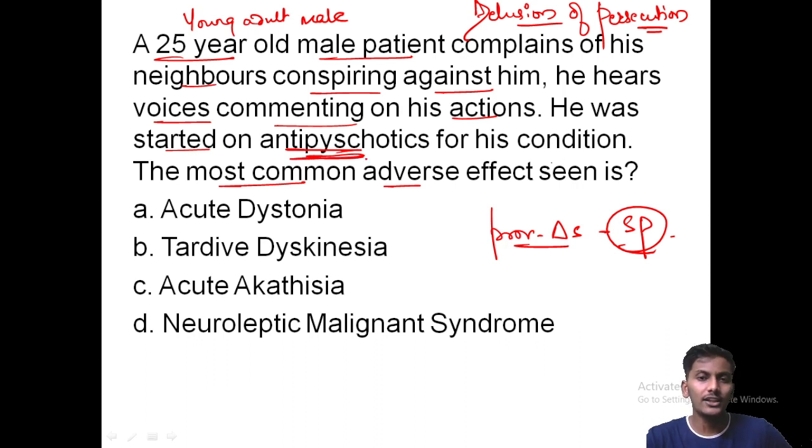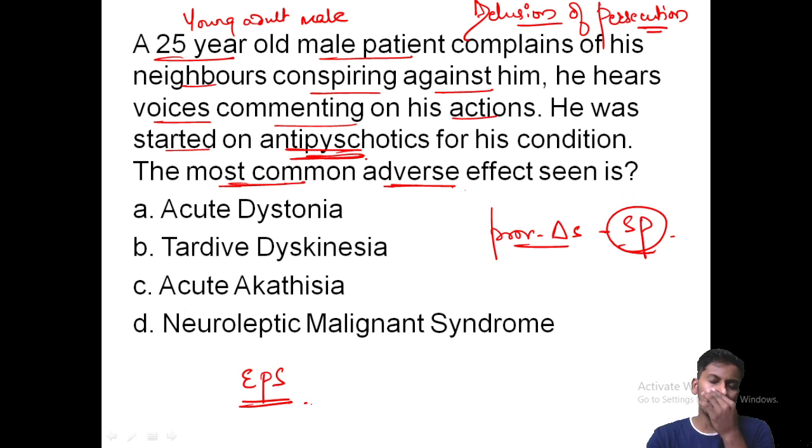So for his condition, the most common adverse effect. Now, which is the most common adverse effect? Let's see the options first. Option A, acute dystonia. Option B, tardive dyskinesia. Option C, acute akathisia. Option D, neuroleptic malignant syndrome. This we have already discussed guys. These are all side effects known as extrapyramidal side effects.